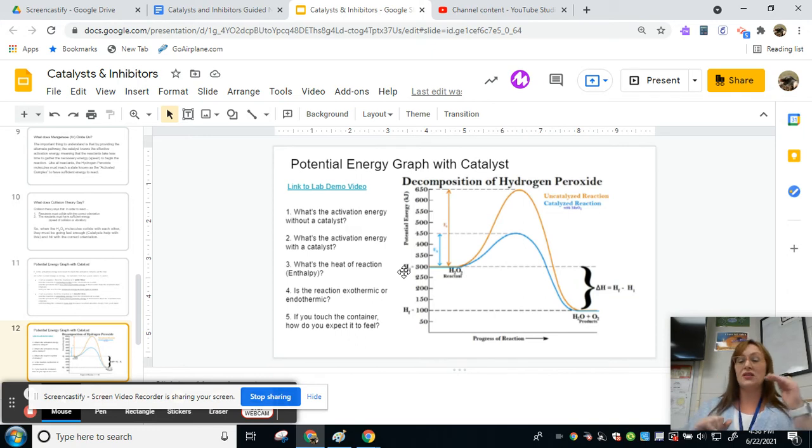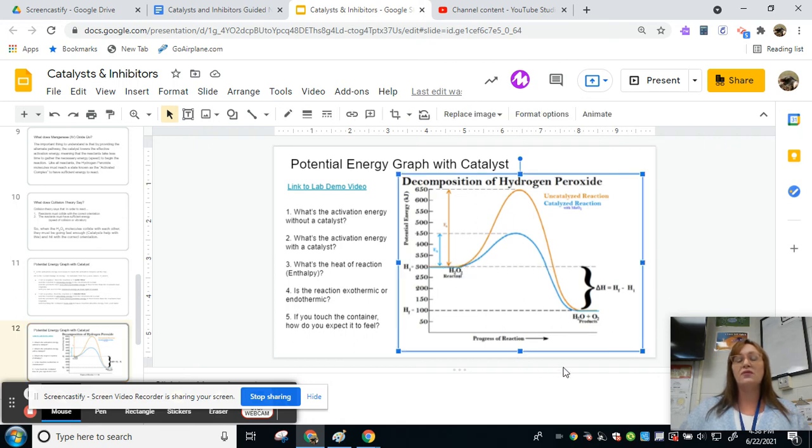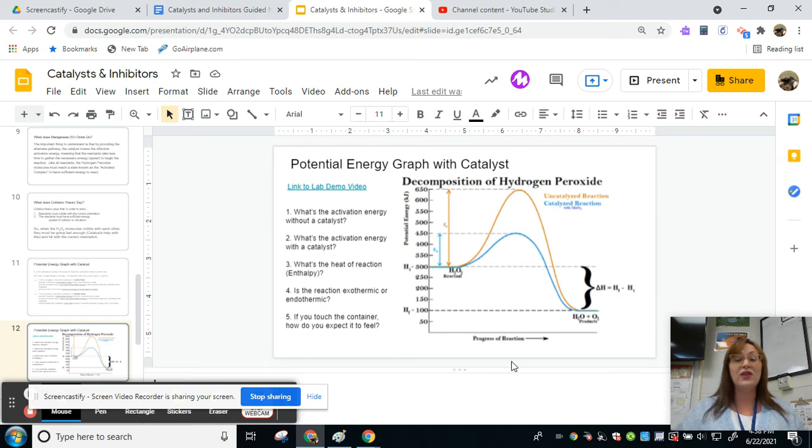All we look at is starting and ending energy levels. So my starting energy is 300. My ending energy for my products is 100. And then the change in the heat or enthalpy is just the difference. And you always subtract the final minus the initial. So my final is always the products, that's 100. And my initial is the reactants here, and that's 300. So 100 minus 300 would be negative 200.